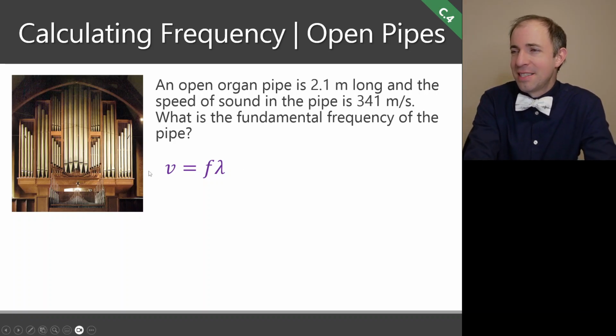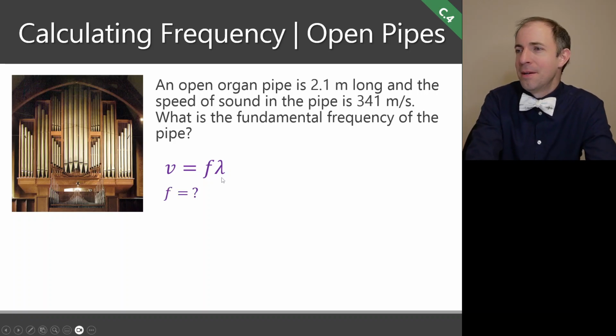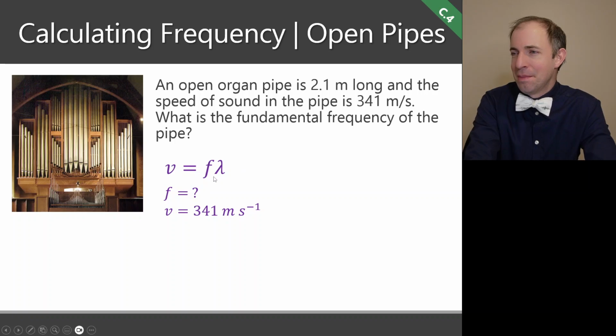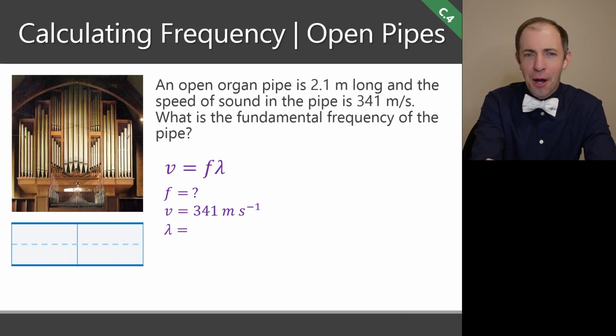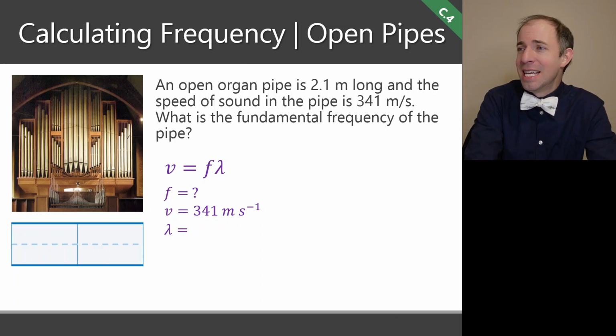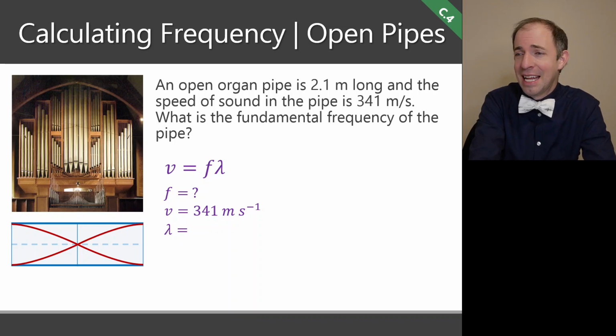We know that this is the wave speed equation. v is equal to f times lambda. Rearranged for f, f is what we're solving for, and v here is 341. Wavelength, I don't know until I see a picture. This is my situation. I've got an open organ pipe. Open is antinode on antinode. It's the fundamental frequency, so it's the simplest picture that fits that end condition.